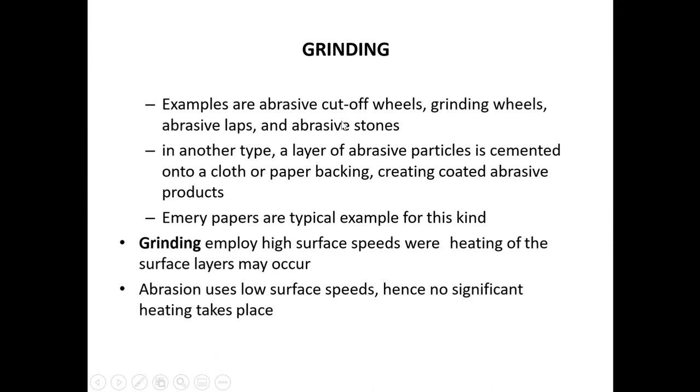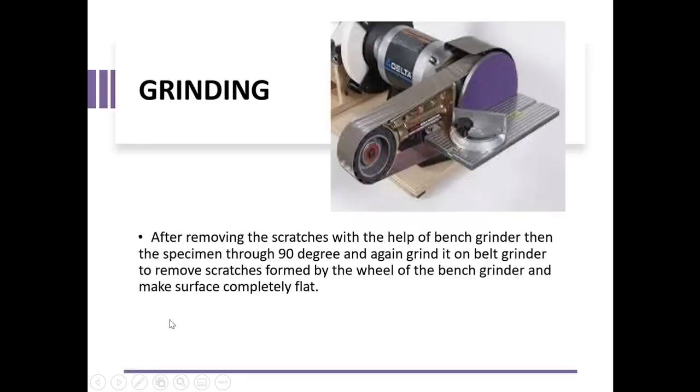So the examples of this abrasive material are cut-off wheels, grinding wheels, abrasive laps and abrasive stones. Mostly grinding wheel is used for grinding, and after that sometimes emery papers are used, which will act as a layer of abrasive particles cemented on a cloth or paper backing, creating coated abrasive product. So lastly, grinding employ high surface speed where heating of the surface may occur. So in order to minimize the heat produced during the grinding, we have to use low surface speed, hence no significant heating will take place. So this is a grinding.